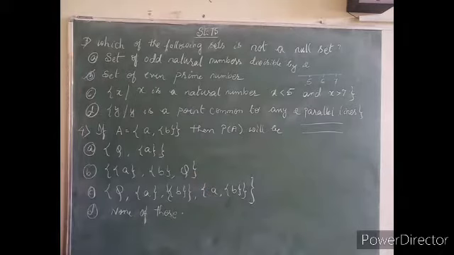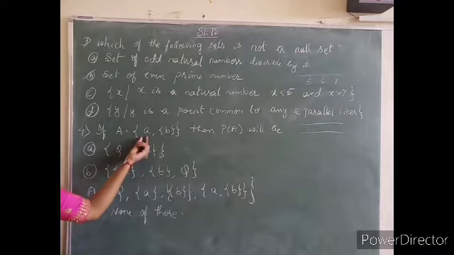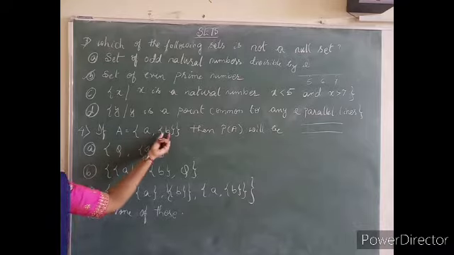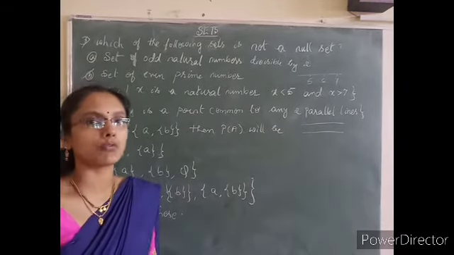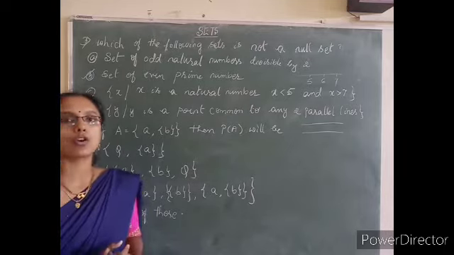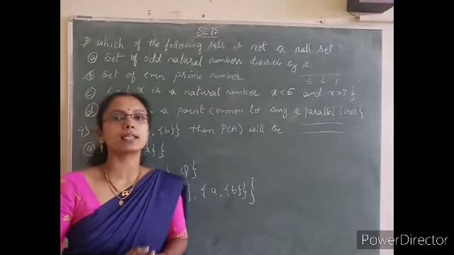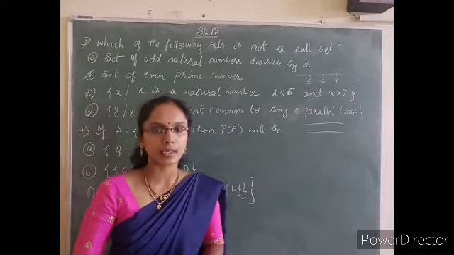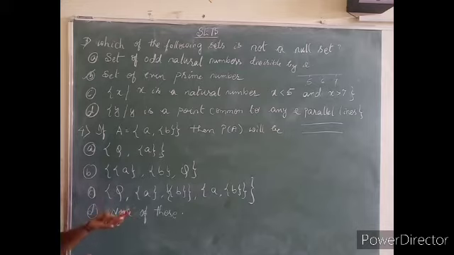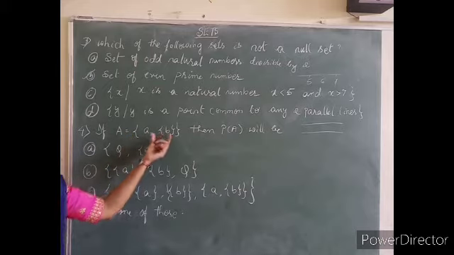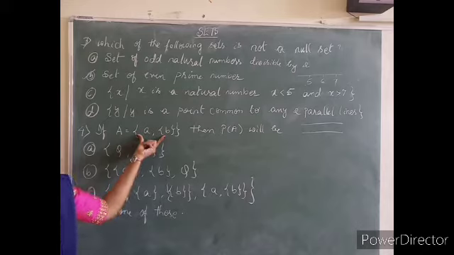Next, fourth one: if A is equal to the set containing the element A and the set B, these two are the elements of the set A. Then what will be P of A? P of A is nothing but the power set of A. The power set means the collection of all the subsets of a given set. So the subsets are the empty set, the set containing the element A, the set containing this element, and the entire set A. These are the elements of the power set.